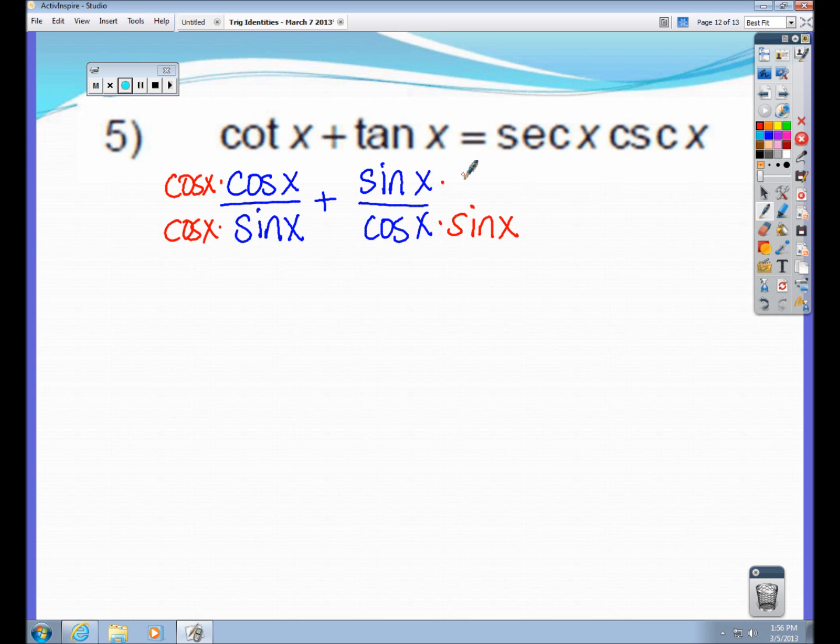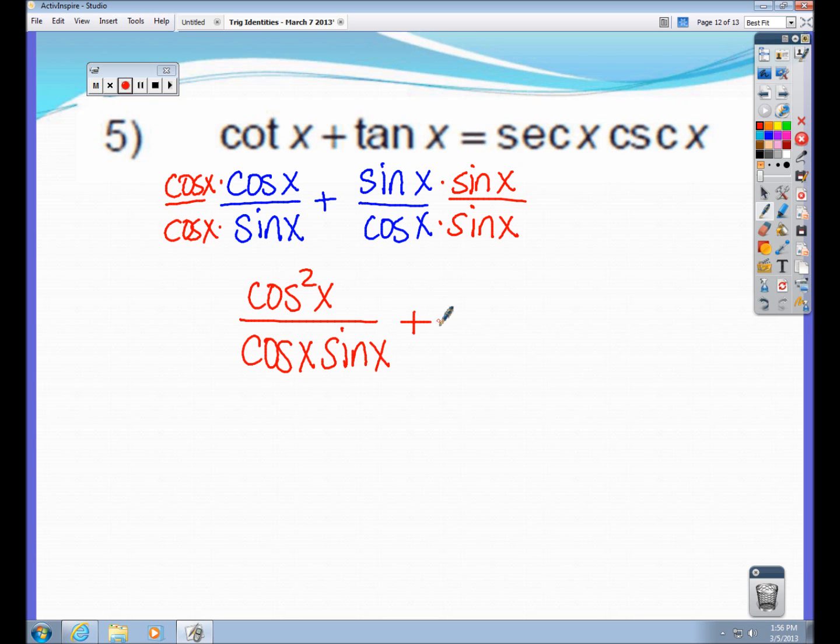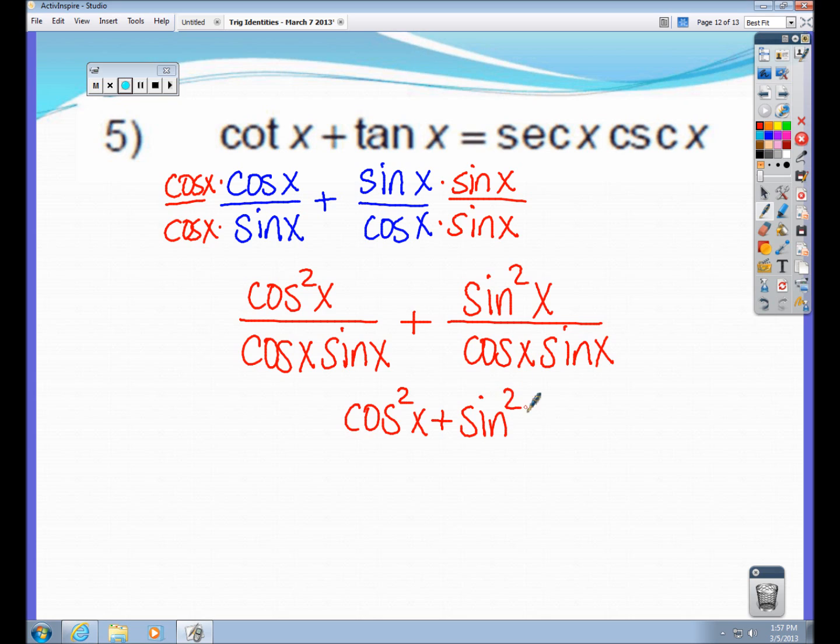Whatever it's missing, anything the other one has that this one doesn't, that's what we're using. Okay? So what does that give us when we multiply it out? The first fraction ends up being cosine squared over cosine sine plus sine times sine is sine squared over cosine sine. And since the denominators are the same, I can put this into one fraction together. So cosine squared plus sine squared over cosine sine.